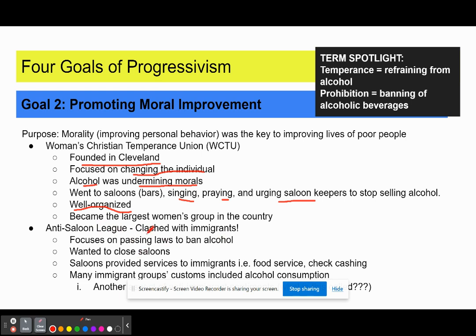So you can go ahead and pause and make sure that you get the things I underline into your notes. The Anti-Saloon League clashed with immigrants pretty decently, okay? Because they wanted to pass laws to ban alcohol, and they wanted to close saloons. This was problematic because saloons provided services to immigrants, like food service. They had restaurants or like food halls where they could get something to eat after a long day. Check cashing. So if you got paid, banks are still relatively a new thing.